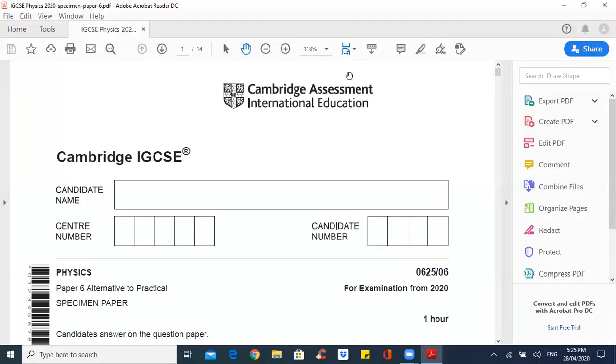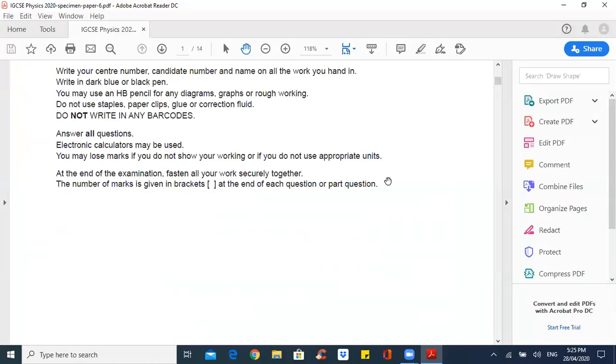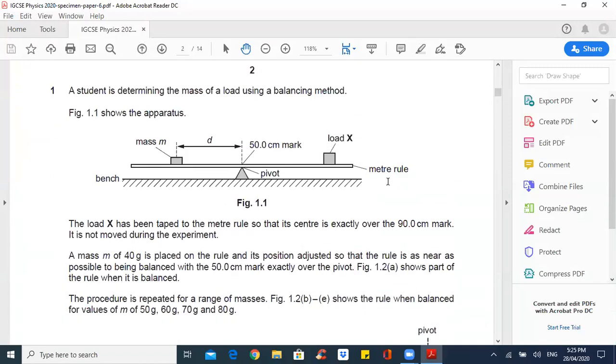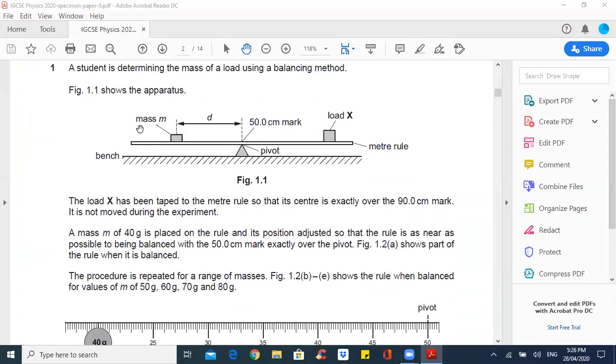Right, so here the question says, everybody see the paper, especially IGCSE students? Right, here the question says in 2020, this is a paper 61 or paper 3. A student is determining the mass of a load using a balancing method. So what they do, they have a pivot, like a seesaw in essence. They put a load at this point and they would put a certain mass at this point and adjust it in order for the beam to balance.